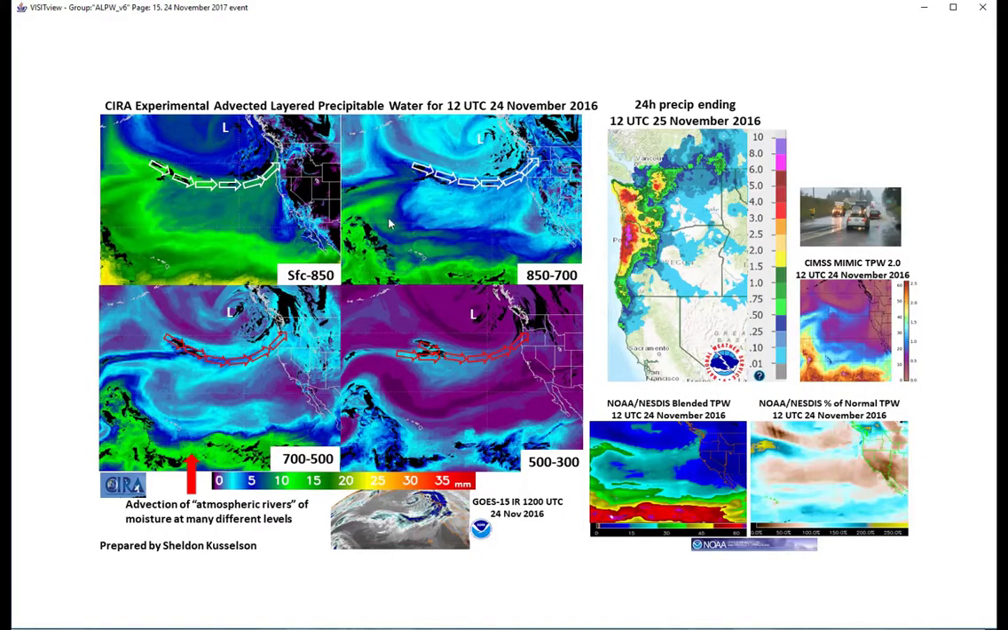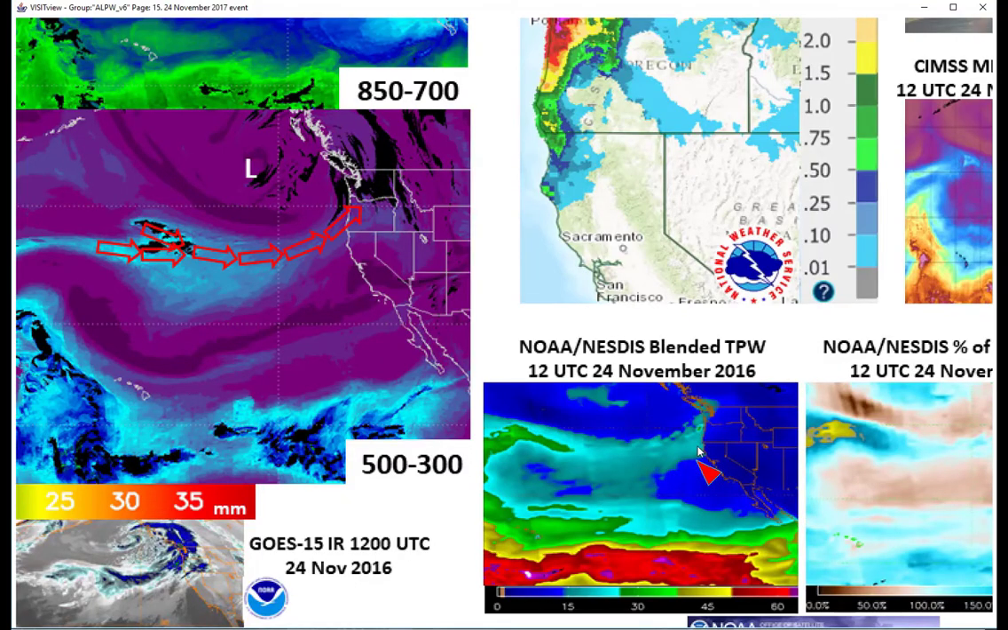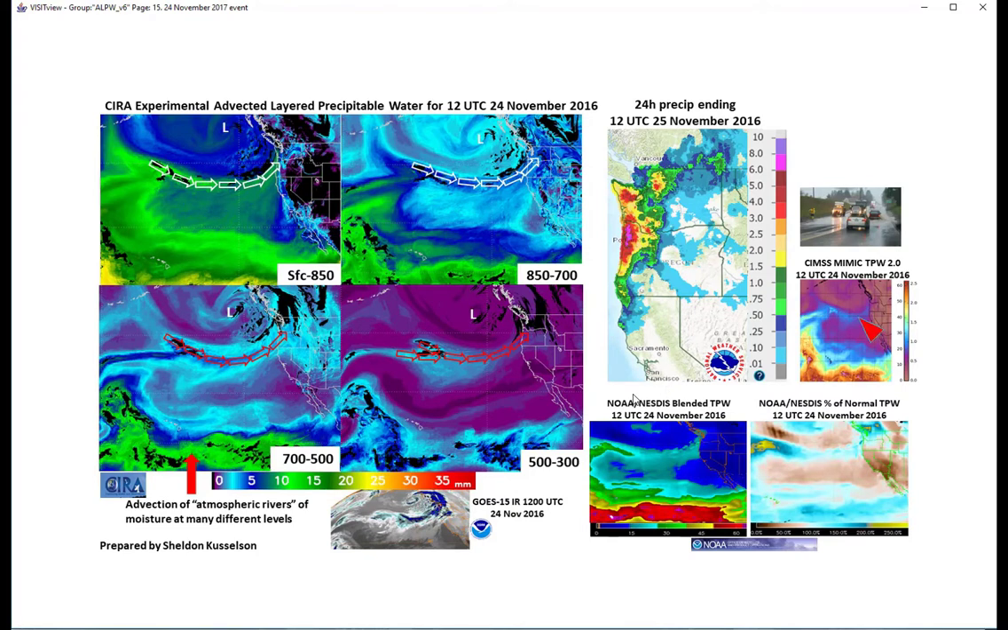Here's another example with a trough off the coast of Washington. And if you look at the TPW product, I'll just zoom in to something that you're used to here, the blended TPW. It doesn't look particularly suggestive of a really major event because the values aren't terribly high. Similar thing with the mimic TPW.